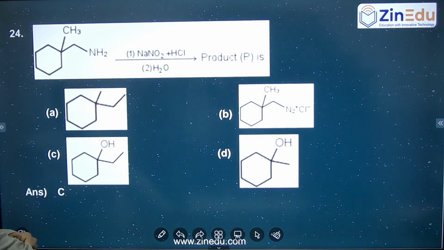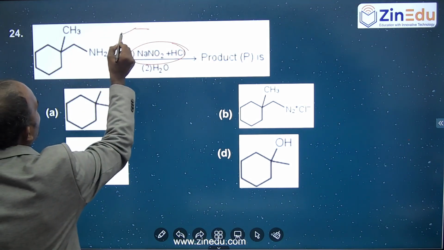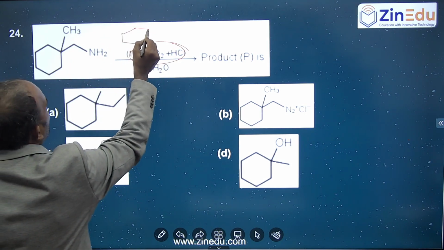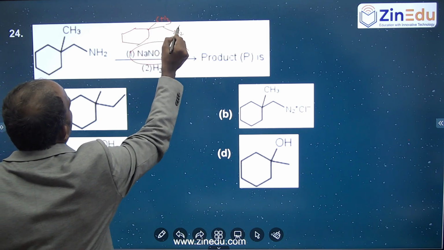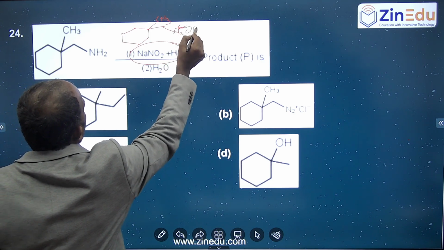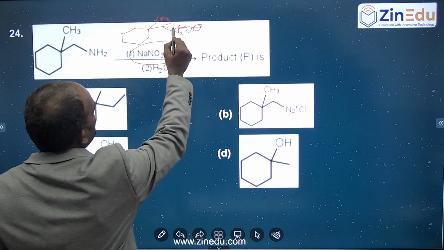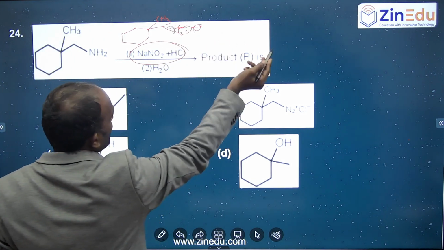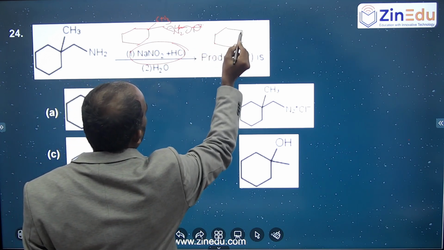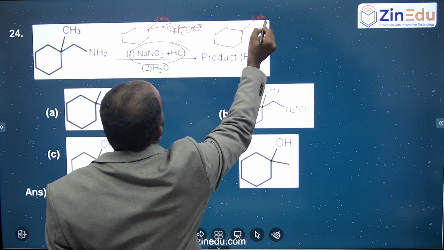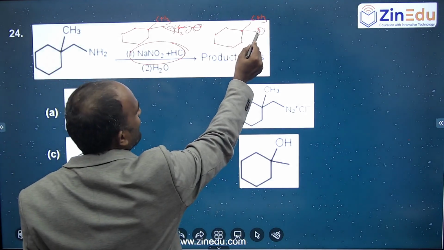Now look at this. This is quite an interesting question. First NaNO2 and HCl are given. Therefore we are going to get the diazonium salt, N2 plus Cl minus. Now anyway N2 plus is a stable compound and therefore it is going to be removed, such that the carbocation formed will have CH3 here and the positive charge here. Now this is a primary carbocation.